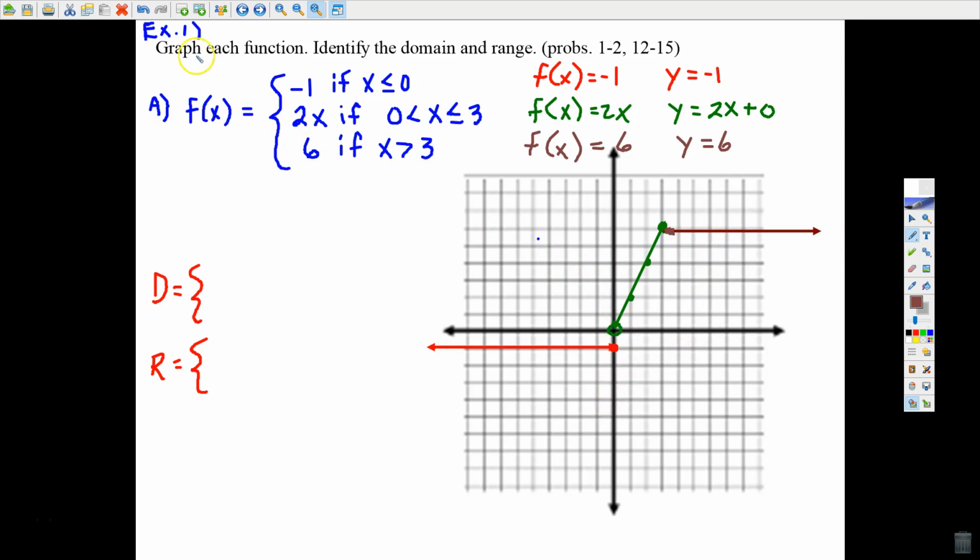So as far as graphing each function, we just did that. Here's the graph of this piecewise defined function. And now let's state the domain. Okay, well for domain, remember domain correlates to x coordinates.